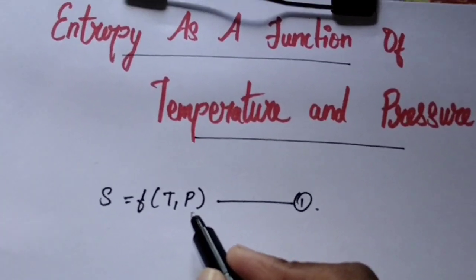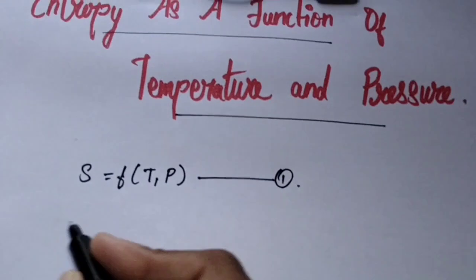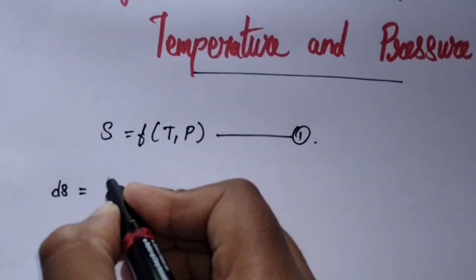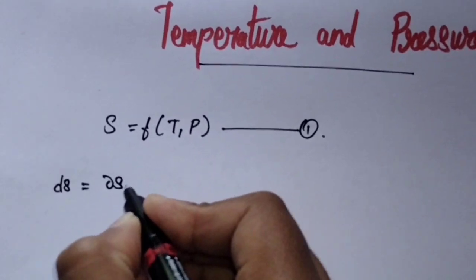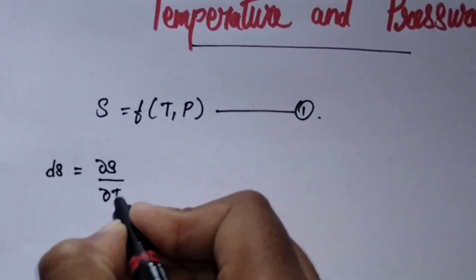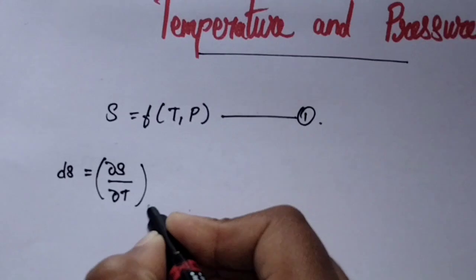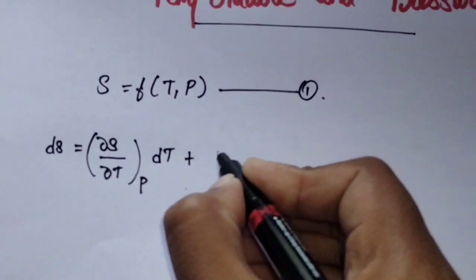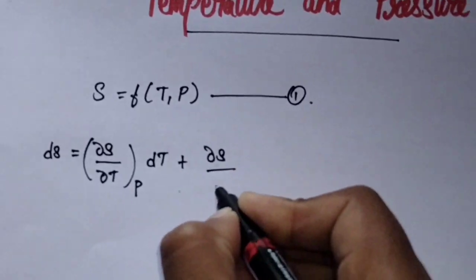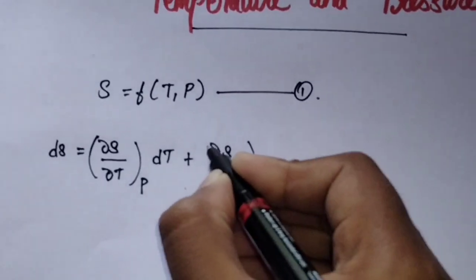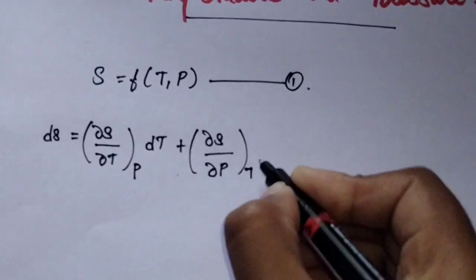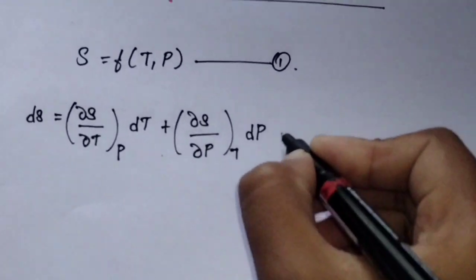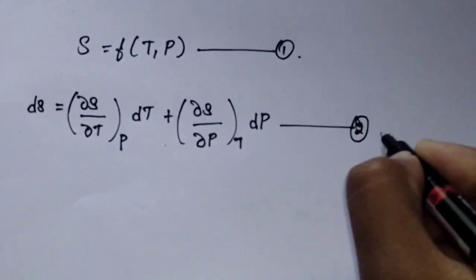While differentiating the first equation, we get dS is equal to (∂S/∂T) at constant pressure times dT plus (∂S/∂P) at constant temperature times dP. So take this as equation number 2.